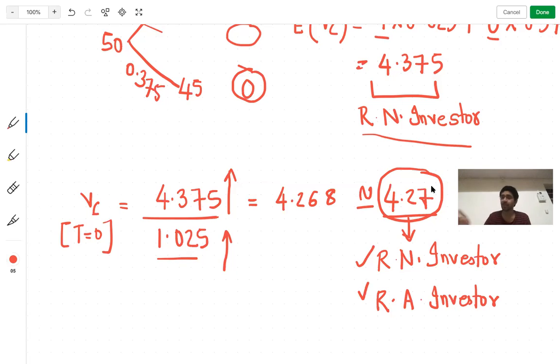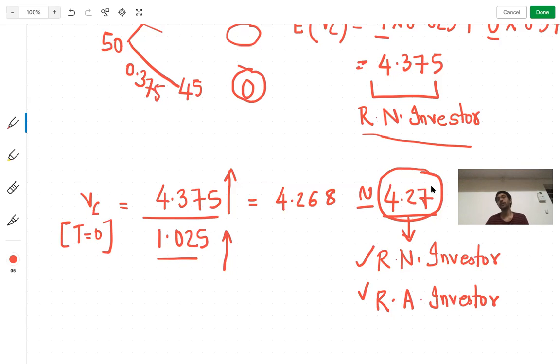Can we actually proceed? I mean, if it does not impact the value of the option, can we proceed without that risk neutrality? The answer is no, because if you do not assume risk neutrality, the discount rate that needs to be used will not be 5%. It will be something else, right? Only for a risk neutral investor, the discount rate is 5%. Therefore, assuming risk neutrality is mandatory in this approach.